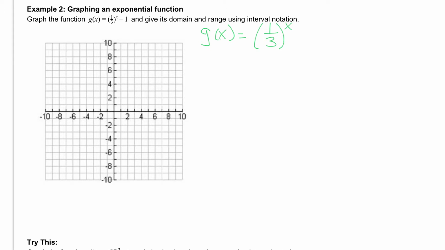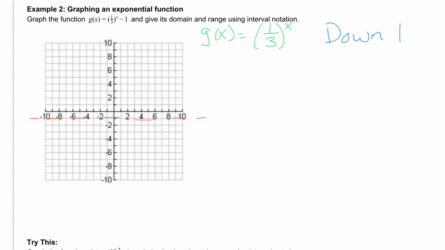Then if we take a look at this graph, this minus 1 that we have tells us that the graph is going to be moved down. So this original graph, the 1/3 to the x, is going to be moved down 1. So we have our asymptote originally right here. And if that asymptote gets moved down 1, then we know that we're going to have an asymptote at y equals -1. So let's go ahead and put that in here.